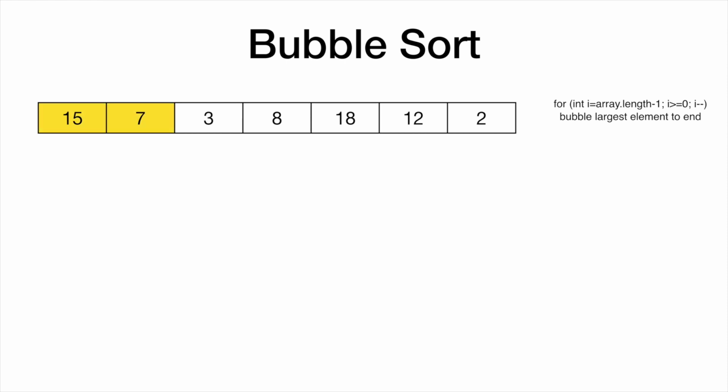The first thing it does is it takes this 15 and the 7, and it says, well, those are in the wrong order, so I'm going to end up swapping 15 and 7. And then 15 and 3 are in the wrong order, so I'm going to swap 15 and 3. I'm going to swap 15 and 8, right? So you can see 15 has made its way from here to there, to there, to there, and it started to sort of bubble up to the top.